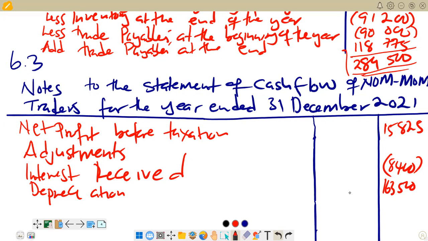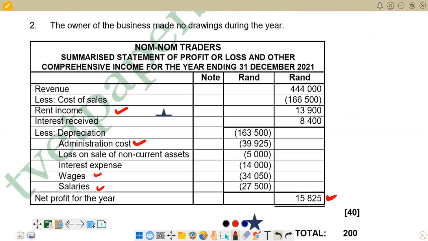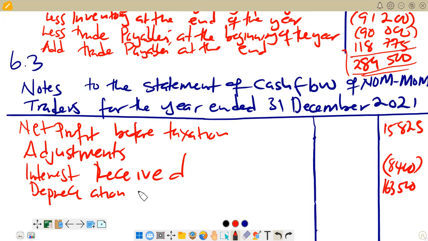Then obviously we've got a loss that we saw there in the statement of comprehensive income. We've got a loss on sale of non-current asset, which is 5,000. So here we are saying this is also a non-cash item. Here it was subtracted, it's a loss, so we are going to add it back to remove it. So we come here now, we say loss on sale of non-current asset.